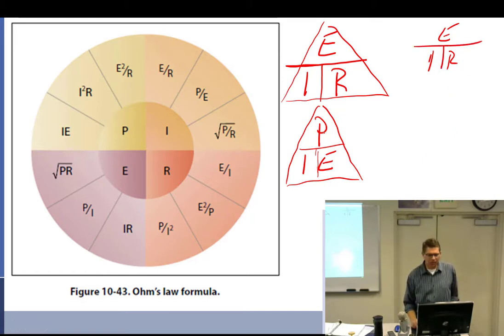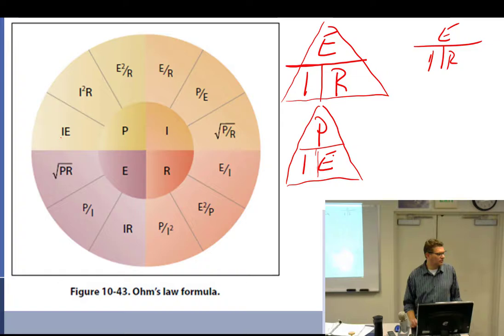All right, and then I want to know power, so I cover up the P, and I got I times E. That's all you got. I can't think of a single situation in my entire class or my career working in aviation where I had to worry about the square root of P divided by R, or E squared divided by P. There's a lot of other stuff, but this right here gets you through everything.